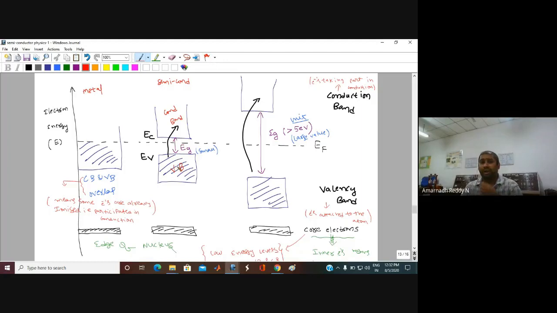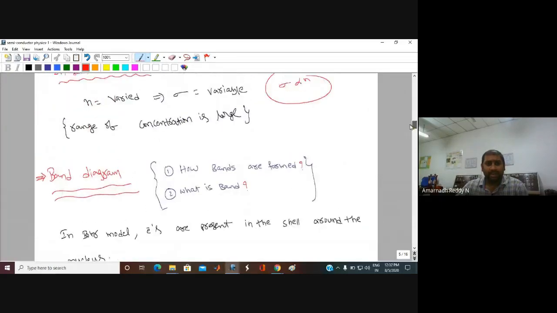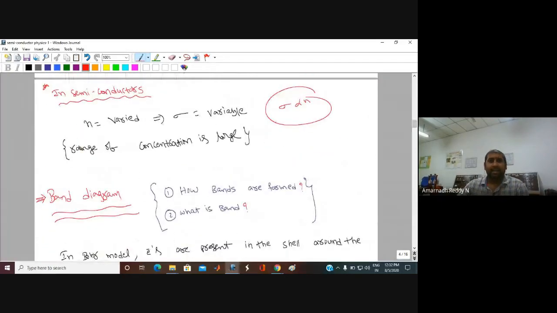At T equals 0 degrees Kelvin, if you are not applying any temperature, no carrier is able to jump from the valency band to the conduction band. So if temperature is zero, the semiconductor acts as an insulator. That is a property you are going to observe. We will discuss this in the semiconductor part: how n varies by extra energy, either temperature increase or impact ionization. These are the procedures.